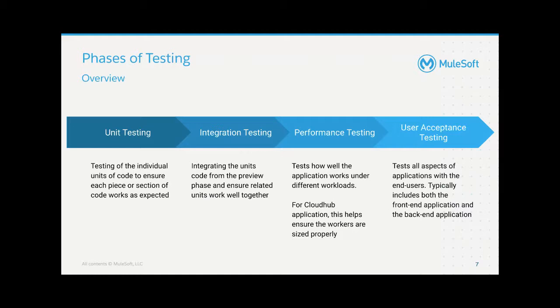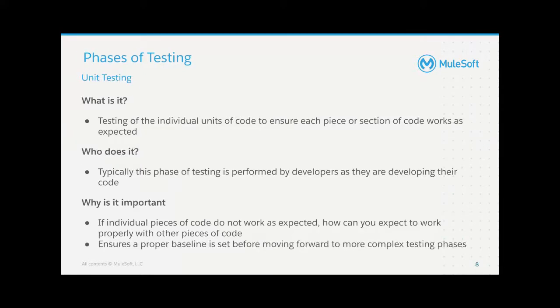Second is integration testing. Make sure that the units talk together. Performance testing. Make sure that the system can take the load, the expected load that was captured during the requirement gathering process. Also, user acceptance testing, which is testing to be done by the system users themselves. So let's go through each one of those in a little bit of detail.